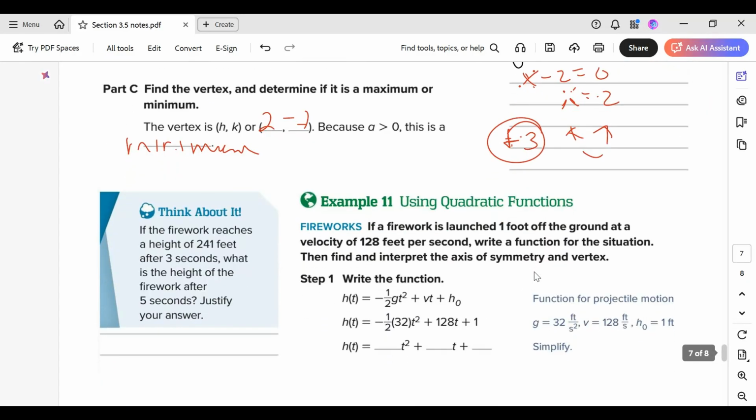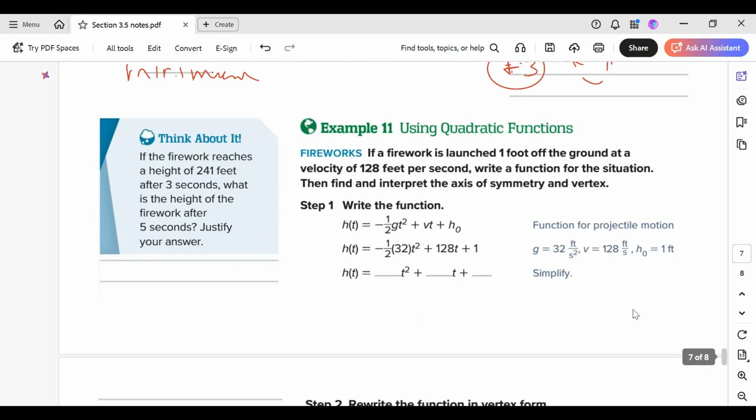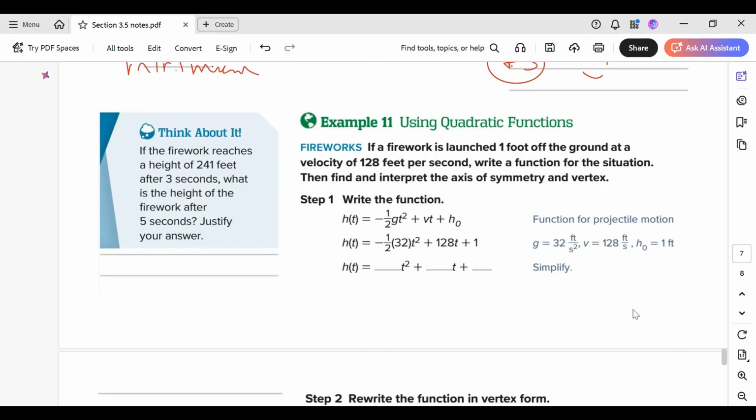In example 11, it says using quadratic functions. So fireworks, it says if a firework was launched 1 foot off the ground at a velocity of 128 feet per second, write a function of the situation, then find and interpret the axis of symmetry and vertex. So we're going to use the function for projectile motion, which is h of t equaling negative 1/2 g times t squared plus vt plus h naught. H naught is your initial height.